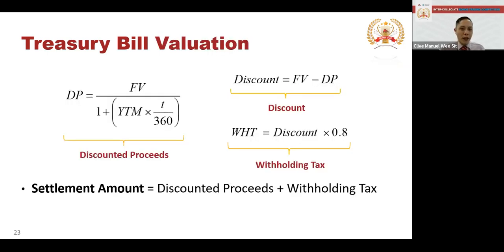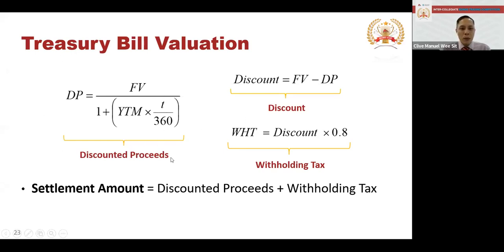So this is the formula for a treasury bill. There are actually 4 steps to compute the settlement amount. First, you compute the discounted proceeds, which is very familiar. It looks like a regular present value formula in finance. You have the face value discounted to present value using the yield to maturity. But note here that T is your actual number of days until maturity of the T-bill, because you assume an actual over 360 day count convention.